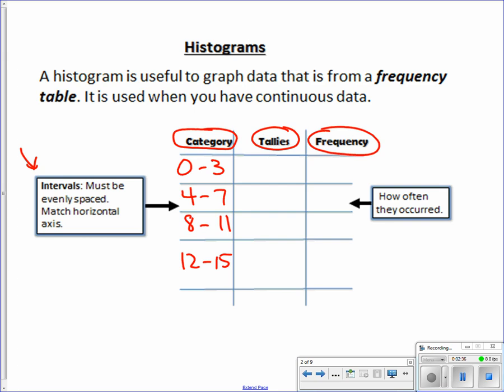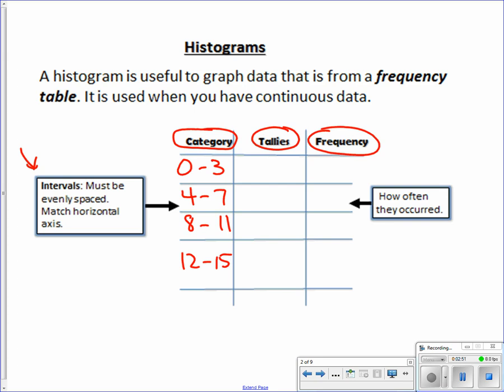And you can see they're evenly spaced. What you might think is a spacing of 3 is actually an evenly spacing of 4. 0, 1, 2, 3. That's 4. When you subtract number 3, but it's an evenly spaced of 4. That would be my categories.